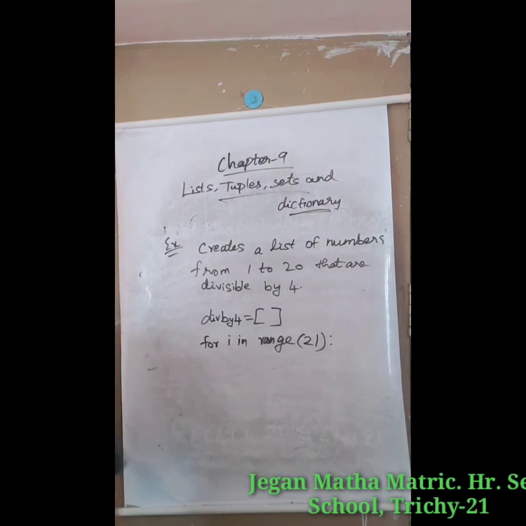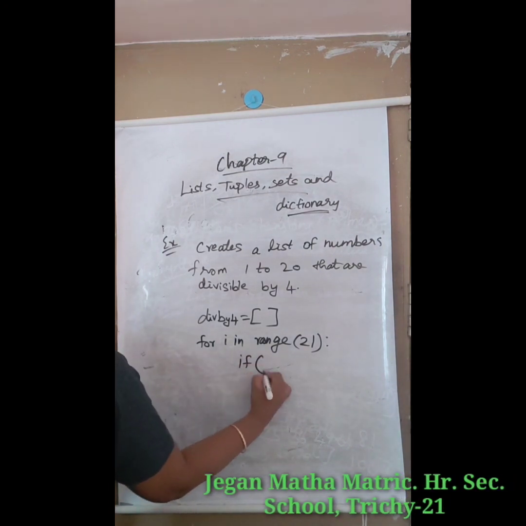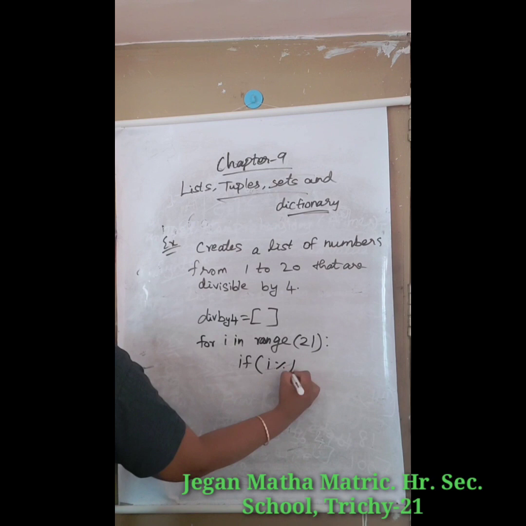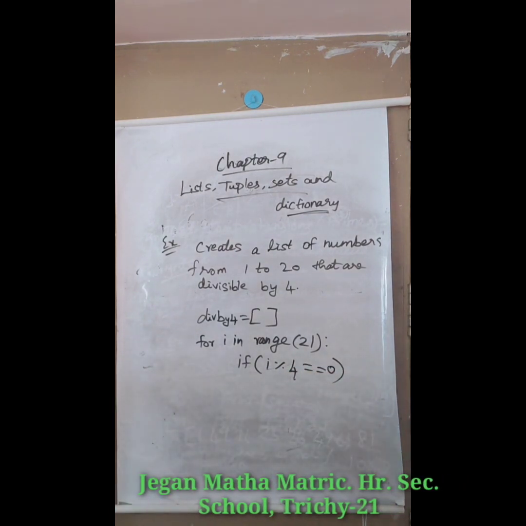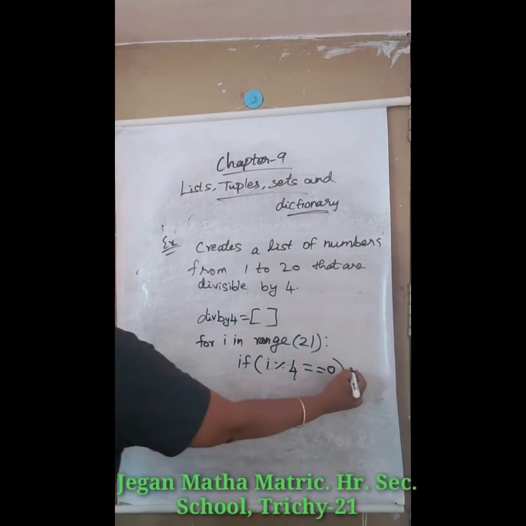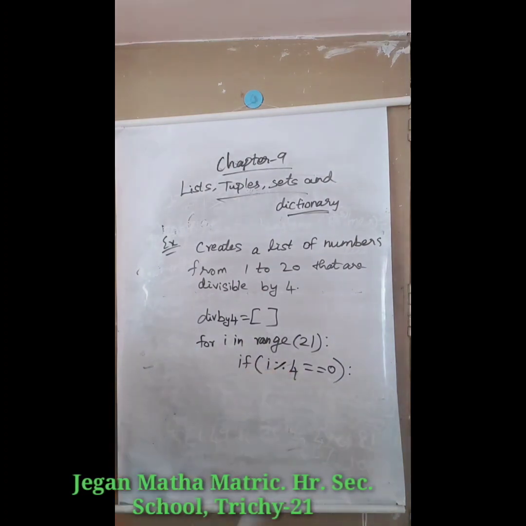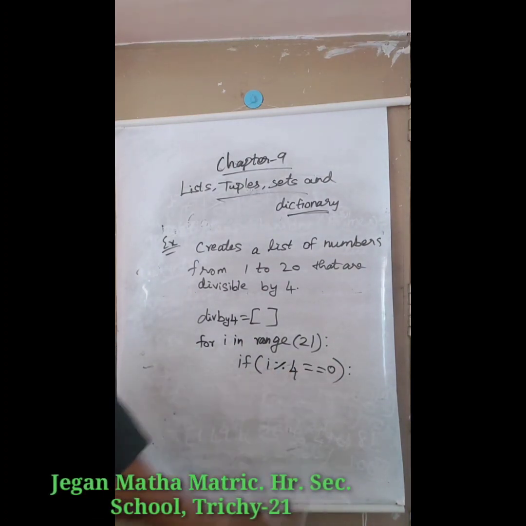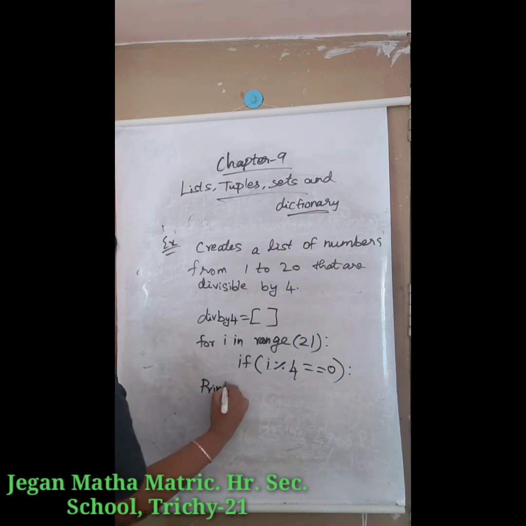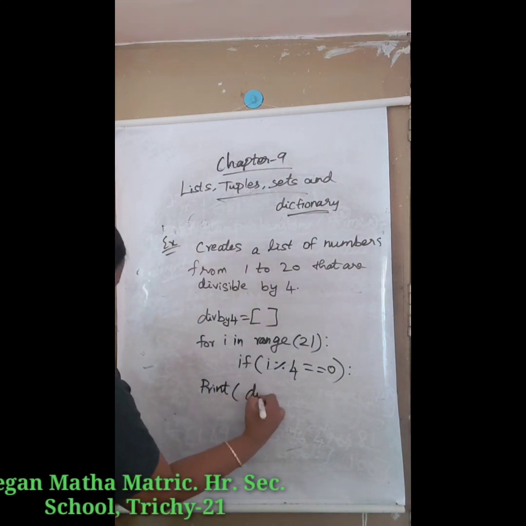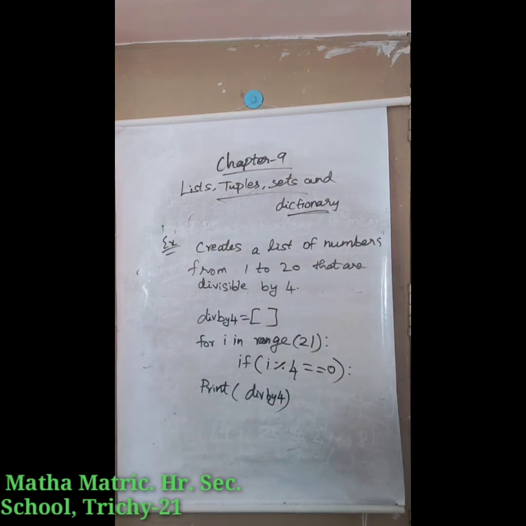A for loop needs a colon, and then the next step: if i divided by 4 equals 0. Here, if the given condition is true, that is, the remainder, since the modulus symbol is used to find a remainder, is 0, then it produces the result. We print the value that is divisible by 4.